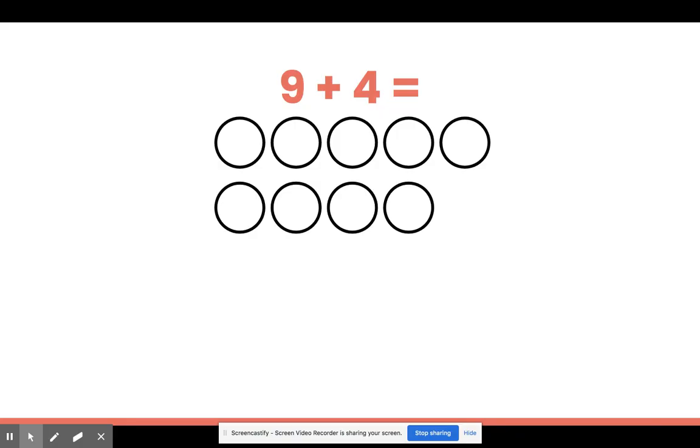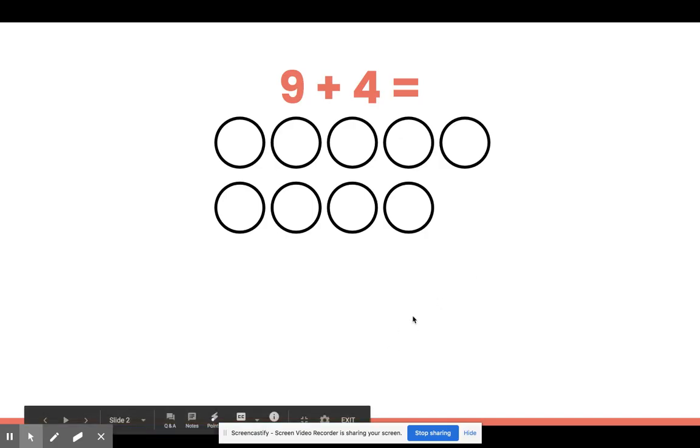Here are my 9 circles lined up as if they were sitting inside of a 10 frame. You'll notice there are 5 right here and 4 more right here. All together, this makes 9. Now, we need to add 4 more. We're going to use X's. Let's start by counting them out one at a time.